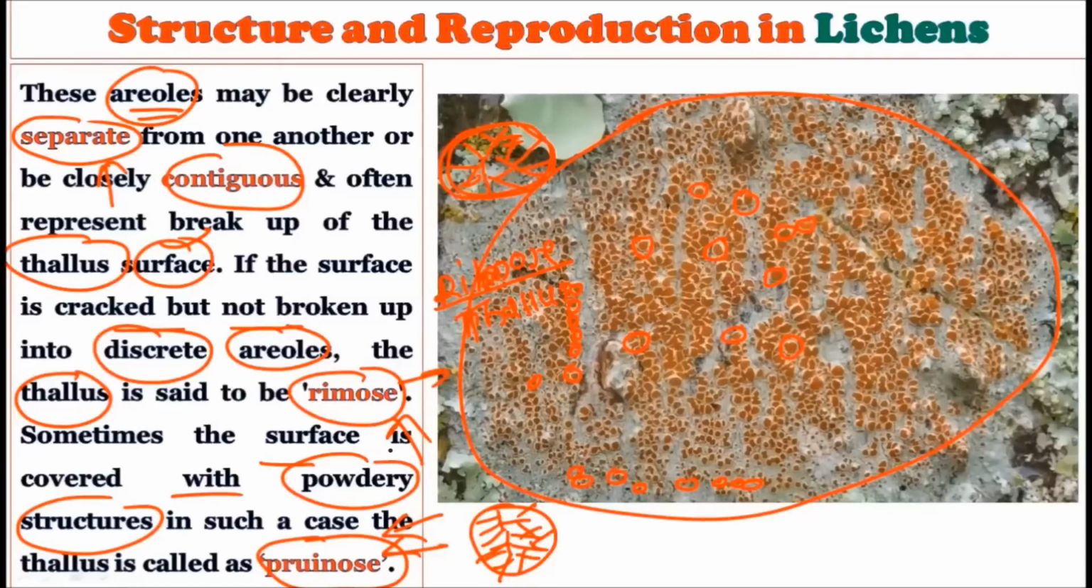Whenever there is an intact parent thallus, it is called the prothallus. If this prothallus shows cracking but not separation, it is called the rhimose thallus. If it shows the powdery structure, it is called the prunose thallus. Areoles may be completely separated or they may be contiguous. If they are not separated and contiguous but still show cracks, it is rhimose thallus. And if it shows the powdery structure, it is called the prunose thallus.